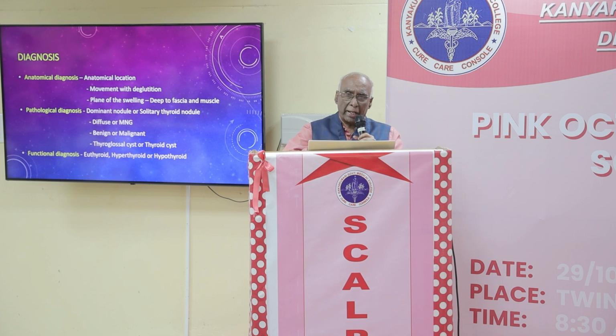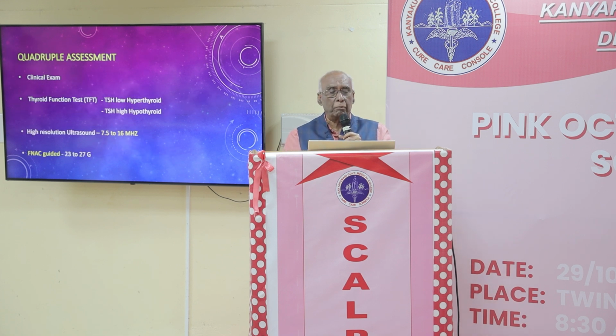So this is the final. Finally you think whether my diagnosis is thyroid or not. Second, pathologically what it should be, whether it is a diffuse toxic goiter, signs of toxicity or malignancy, you decide. And then make a diagnosis, solitary thyroid nodule or multinodular goiter. And always think of the function: euthyroid, hyperthyroid or hypothyroid.